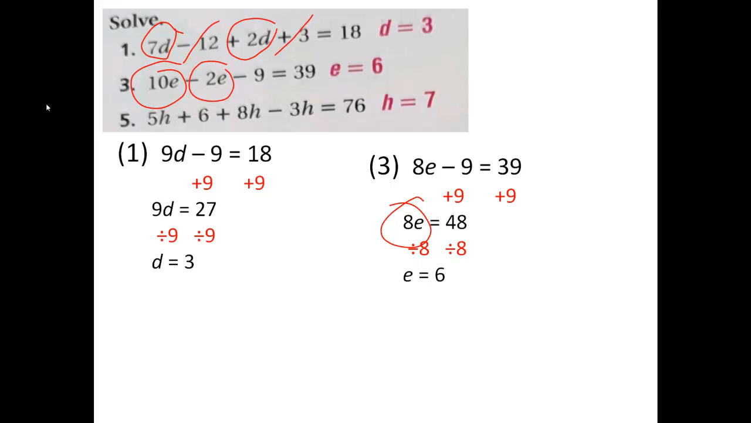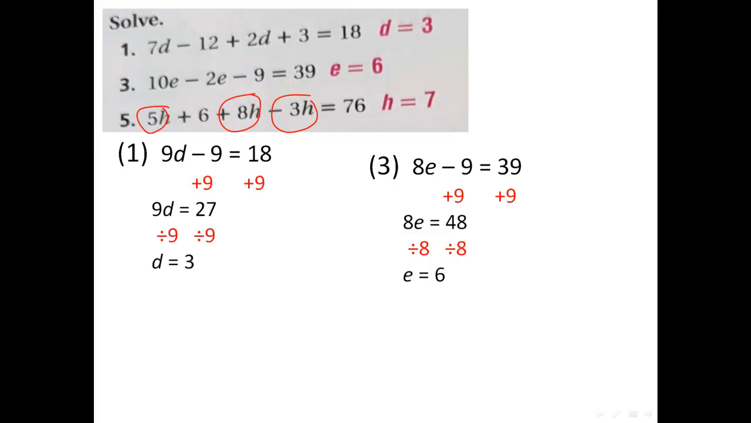Let's go to question 5. We have 5h plus 6 plus 8h negative 3h equals 76. First, combine the same terms. Where are the same terms here? We have 5h, we have 8h, we have negative 3h. Combine them together. 5 plus 8 is 13. Negative 3, it's 10. 10h and plus 6, it's the same, because we don't have any other terms like 6, so 6 will stay the same. 10h plus 6 equals 76.